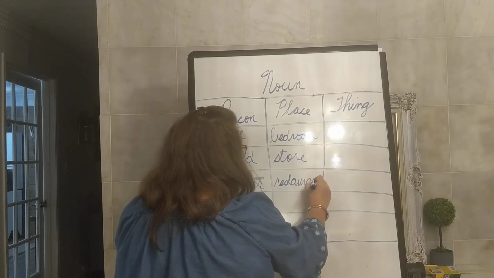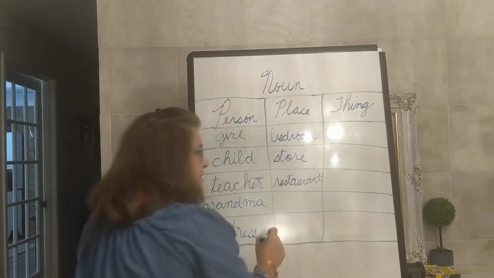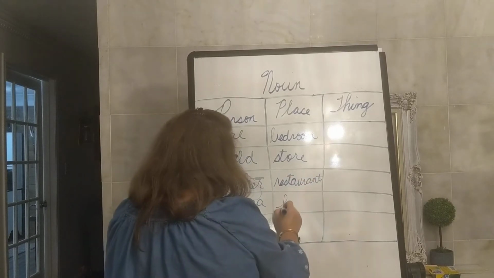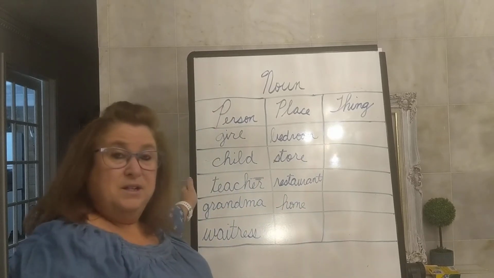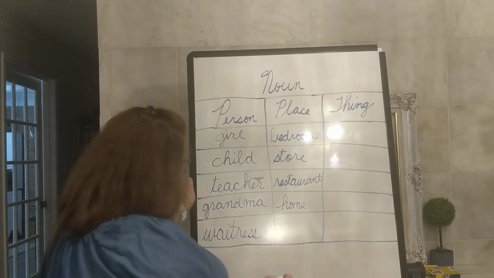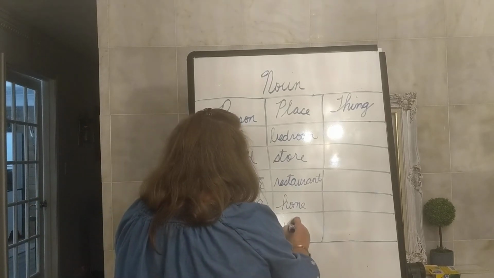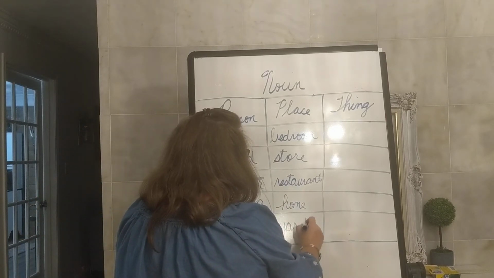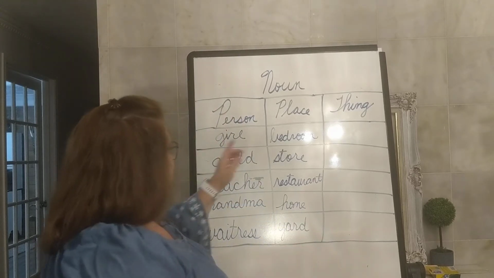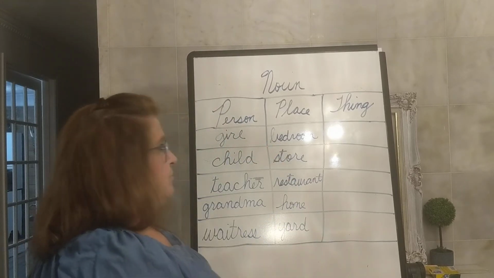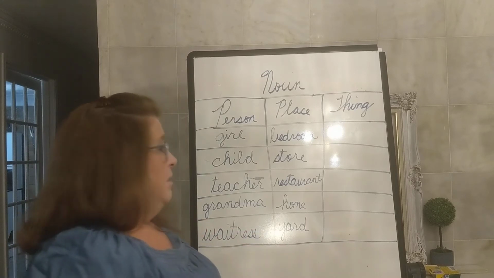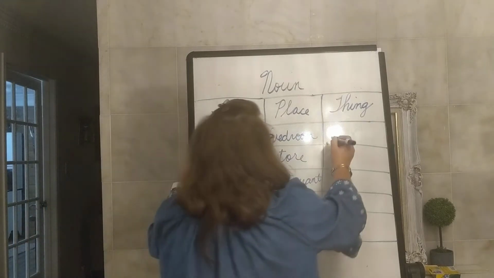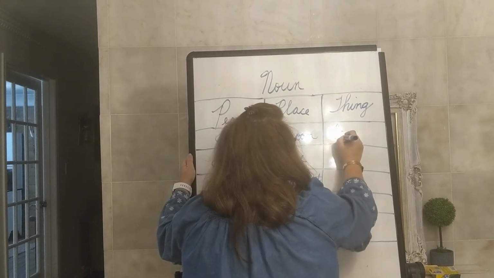What about your home? Is your home a place? It is. What about the yard? Is the yard a place? It is. You can go out to the yard and play. So these are all places. And then let's talk about things. So things, my goodness, any of these things could be hundreds of millions of things. But let's talk about a lamp. Is a lamp a thing?